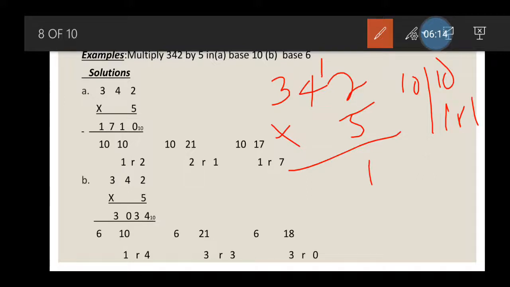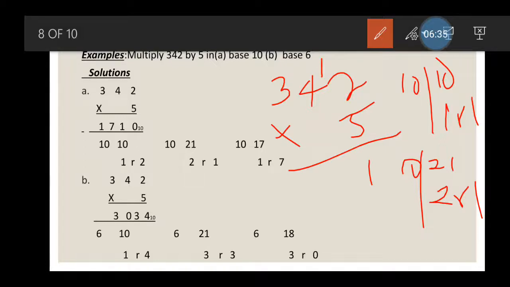5 times 4 is 20, plus 1 is 21, which is bigger than 10. So we divide 21 by 10. 10 in 21 is 2 remainder 1. So that remainder comes here as 1. I hope I'm correct.